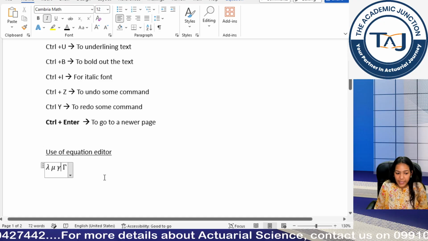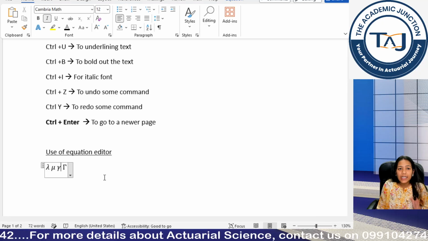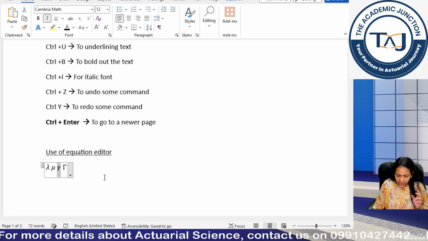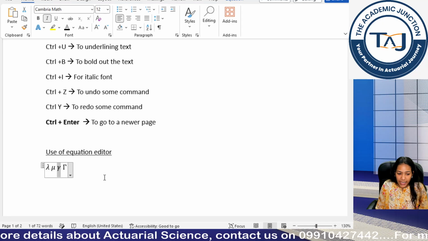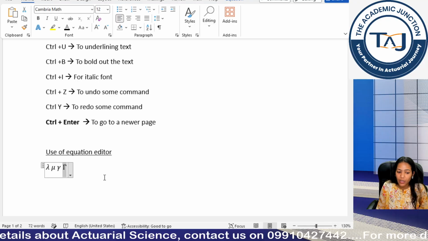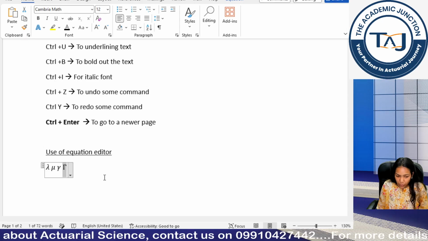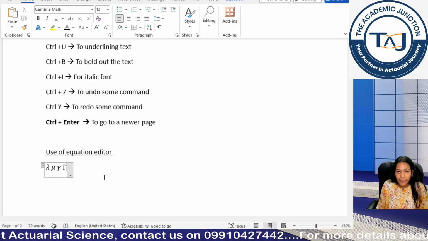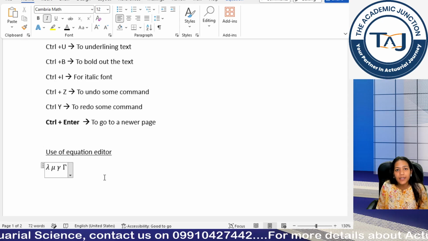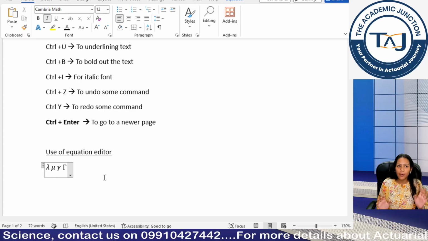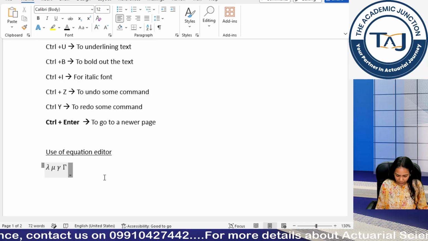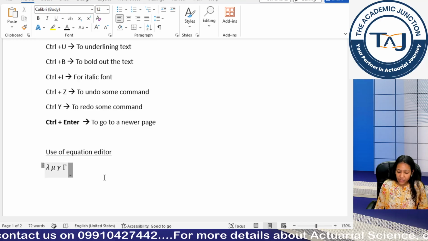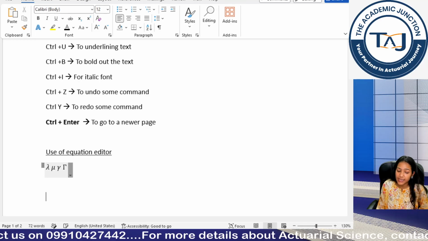So how do we type the two? These are case sensitive. Now this is a smaller gamma and this is a capital gamma. So to use this we have to write capital G, and for this we have to write small g, and the rest of the letters are in small. Cool. And please make sure that equation editor is case sensitive.